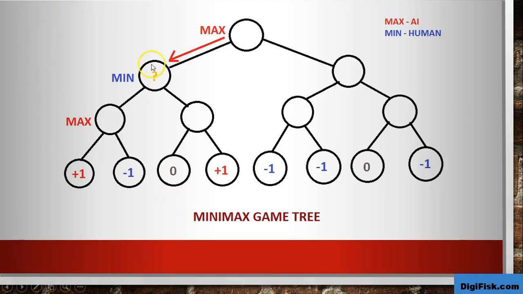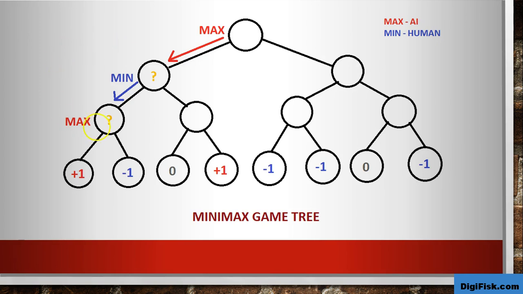Next, let's see what the minimizing player, the human player, can choose. Assuming that the AI player chose the left node here, the human player now has two choices as well. It can either choose the left node, or it can choose the right node. Let's assume it chooses the left node as well. Now there's nothing there either, so let's fill it with a question mark again.